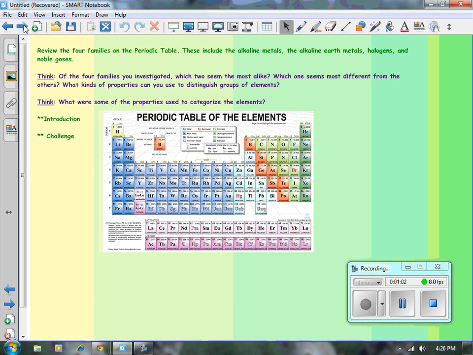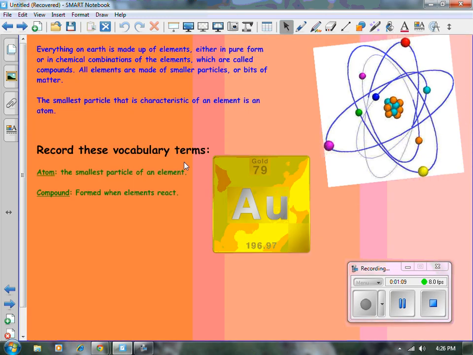We're going to go through these together and talk a little bit about the properties of these elements and how the periodic table is organized. Everything on Earth is made up of elements, either in pure form or in chemical combinations of the elements, which are called compounds. All elements are made of smaller particles or bits of matter. The smallest particle that is characteristic of an element is an atom. So atoms will make up an element. Okay? And on the module, you're also going to be recording several more vocabulary terms than just those two.